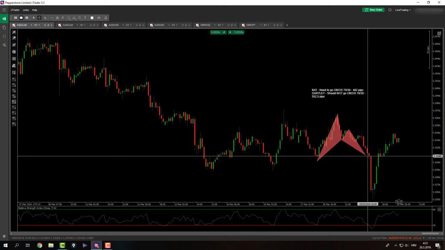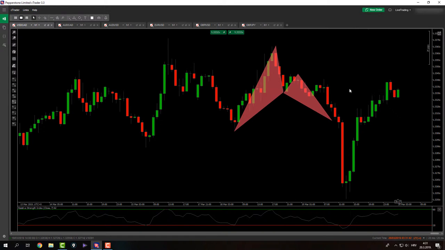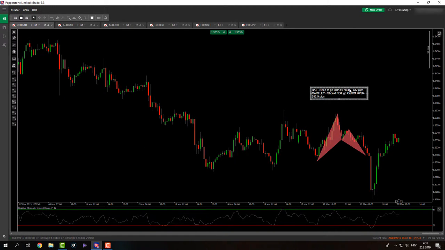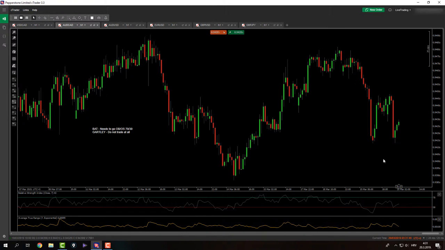So far, what I see here currently is nothing. Nothing that I can take advantage of today. So I'll just keep this pair. Aussie CAD, what do we have here?